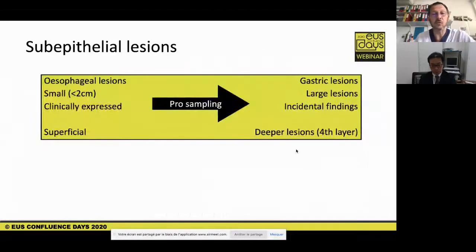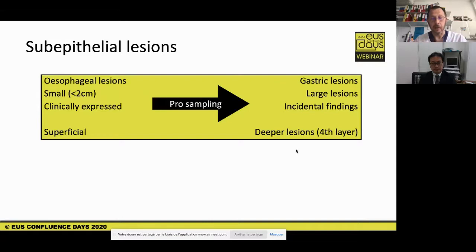However, if I try to summarize how I decide to do a sampling, I would say that globally, if I'm facing a gastric lesion, I will be more prone to do a sampling compared to an esophageal lesion, because in the gastric situation there is a higher risk of having a problematic lesion, a lesion that can lead to a cancer or to a neoplastic transformation compared to an esophageal lesion. Again, a large lesion will be more likely to be sampled compared to a smaller lesion, and less than 2 centimeters certainly not, because the diagnostic yield for a smaller lesion is lower.